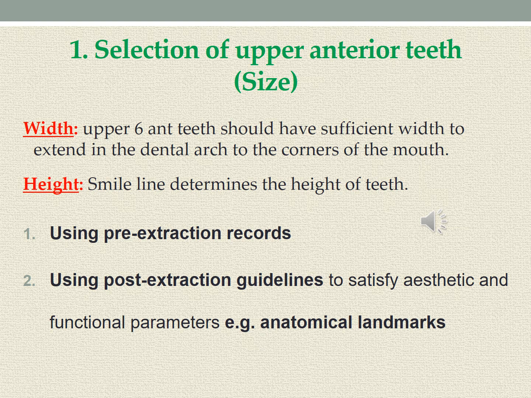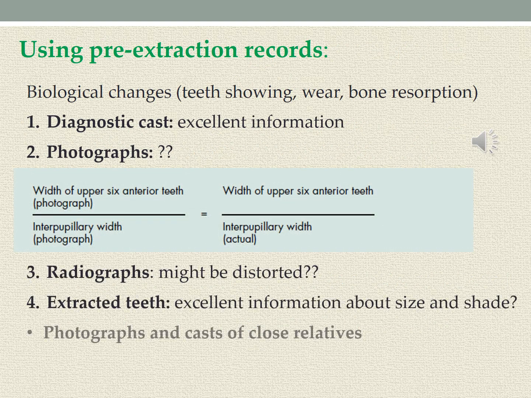In order to determine the size of the upper 6 anterior teeth, we can use either pre-extraction records or post-extraction guidelines to satisfy aesthetic and functional parameters. These guidelines are the anatomical landmarks. Regarding the pre-extraction records, they can provide good information, but we have to keep in mind that these pre-extraction records may have some biological changes, such as wear or bone resorption, or teeth showing, so we cannot depend on them absolutely when we select the teeth.